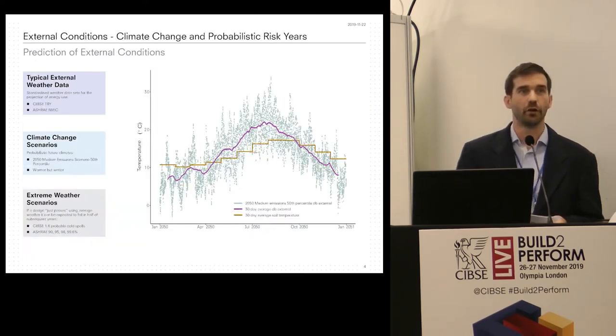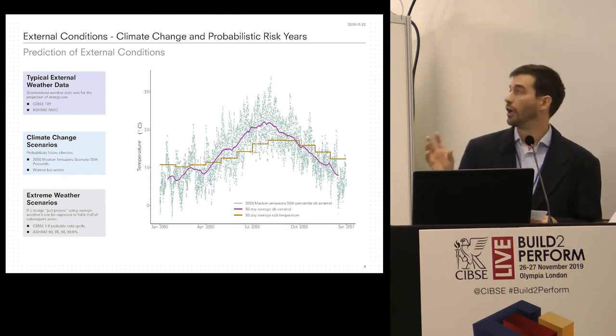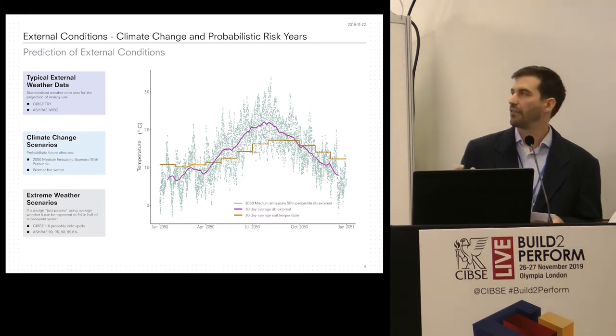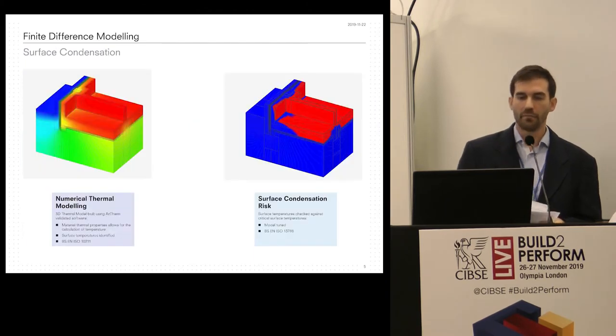The second input that was needed was external conditions, because external conditions are often the cold location within the project. Luckily we've got good data available to us produced by CIBSE for external weather conditions. However, I did need to process it to convert it from typical weather to climate change scenarios or to extreme weather scenarios, to ensure that we got an accurate assessment. This enabled us to carry out surface condensation assessment.